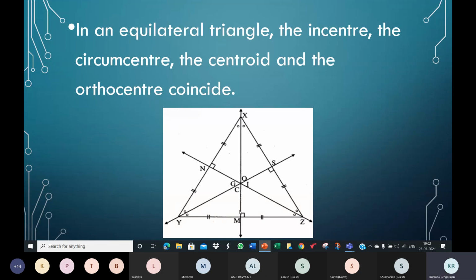This XM is an altitude from X on YZ. And XM is also the median. So all those four lines coincide here. This XM bisects X, it's an angular bisector. XM is an altitude from X on YZ. XM is the median from X on YZ. So this is the altitude, this is the median, this also bisects X, and it's also the perpendicular bisector of YZ.